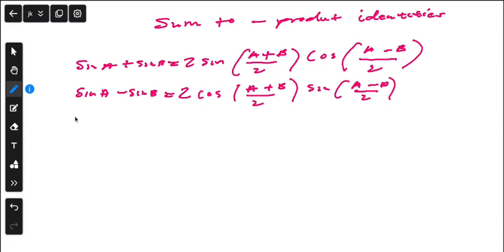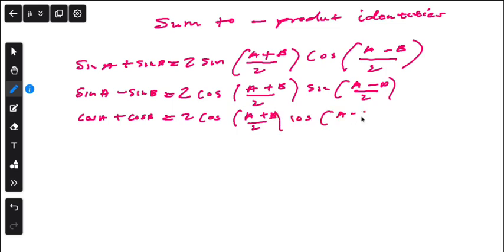Second one is where we are going to add cos a plus cos b. For this one, we are going to have 2. Instead of saying sine, we are going to say cos throughout. So that is very, very important. But what we have here is just going to be the same. So cos a plus b divided by 2 cos a minus b divided by 2.